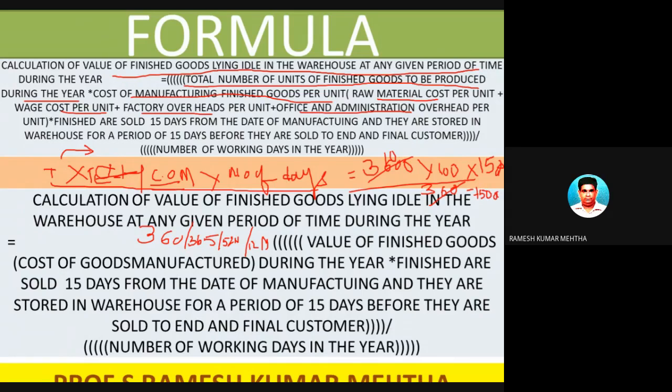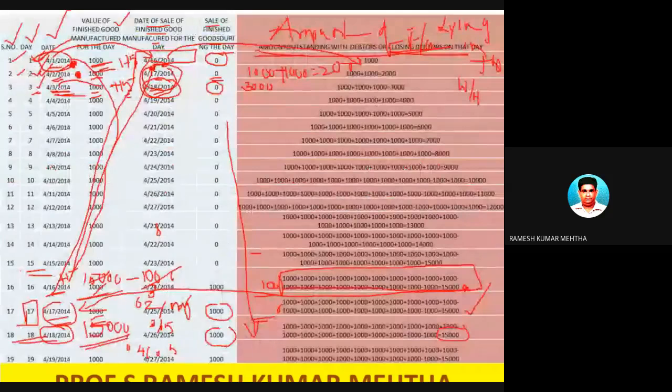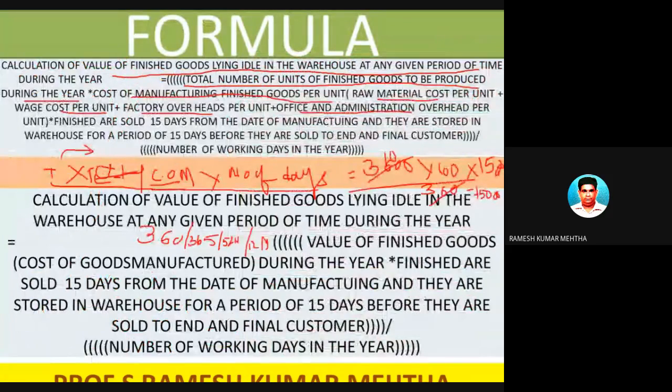In the previous slide also, we have seen that at any given period of time from here onwards, on an average, the amount of finished goods lying idle in the warehouse is 15,000 rupees. Now, another way of constructing the formula: the first two parts are total number of units manufactured into cost of manufacturing. So this is 3,600 into 100 rupees per unit, which is 3,60,000. This is nothing but 3,60,000 into 15 days by 360.